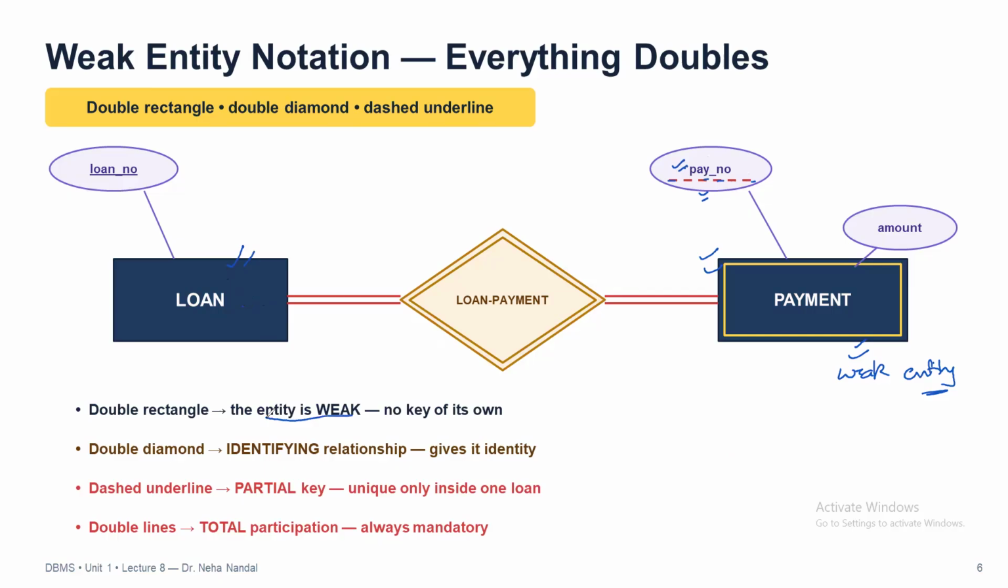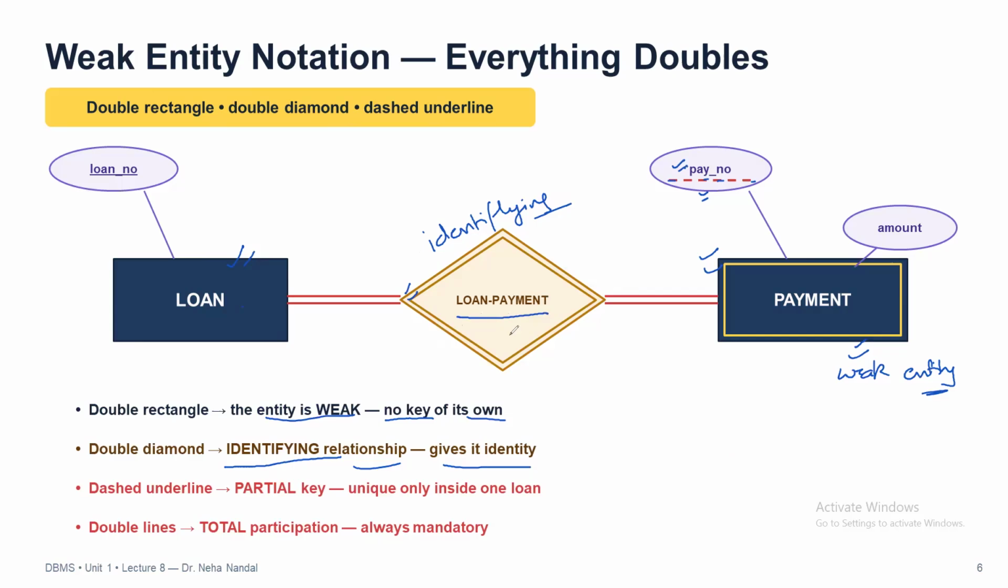So a double rectangle means the entity is weak and it has no key of its own. Great. The relationship that gives its identity is called the identifying relationship. That is represented with a double diamond. That is the relationship we have taken as loan payment. The lines get double too, so total participation is required, and I will explain in a moment why that is guaranteed.